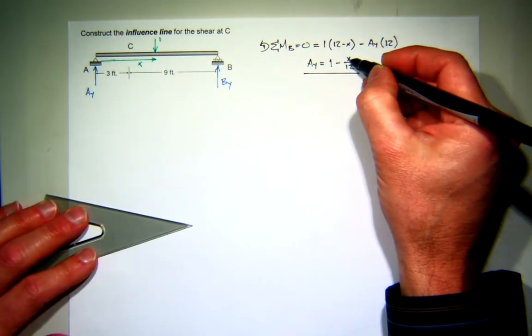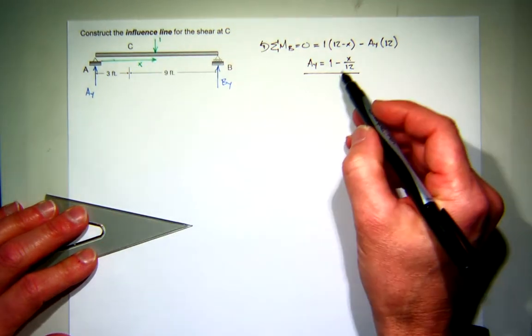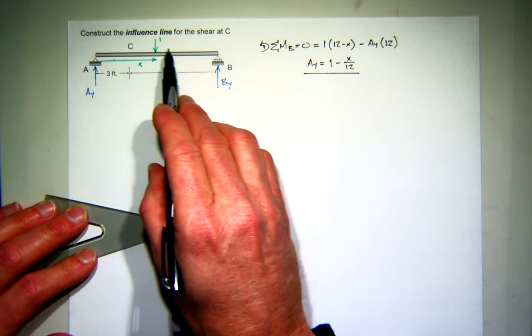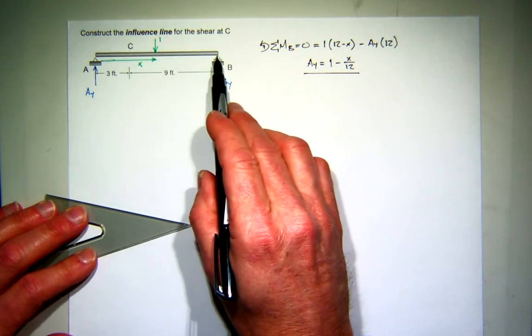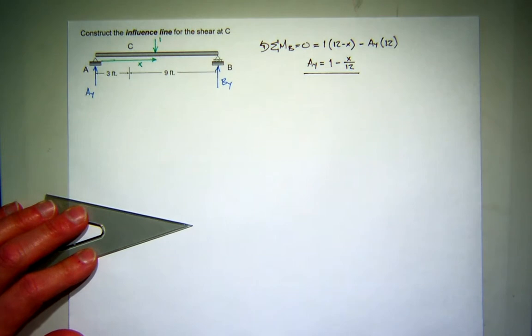So, when x is 0, which means my unit load is right above A, AY is 1. And then it decreases linearly all the way to where I get to B. When x is 12, AY goes to 0.